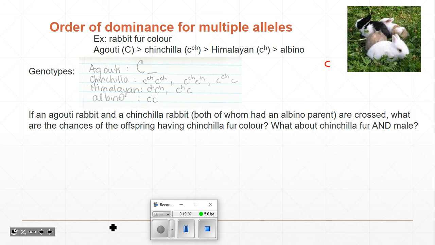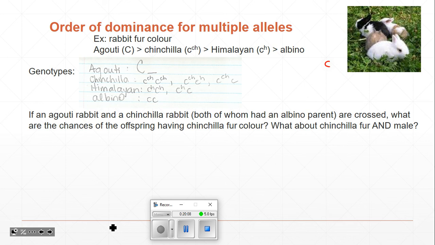So I think what I'd like to do, and I'll give you a few minutes to think about this, then I'll show you the answer, and this is probably where we'll end. We're going to take a look at this question. I have an agouti rabbit and a chinchilla rabbit, both of whom had an albino parent. So think back to the last question. Why would I be telling you about an albino parent? It's probably because there was some uncertainty with their genotype, and this is going to help clear that up. I'm going to cross those 2 rabbits, and I'd like to know first, what are the chances that the offspring has chinchilla fur color? And then, what are the chances of having chinchilla fur color and being male?